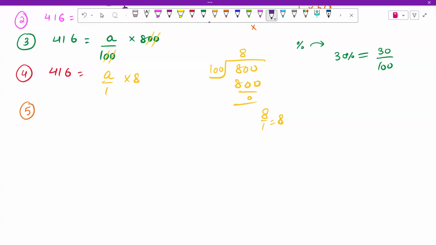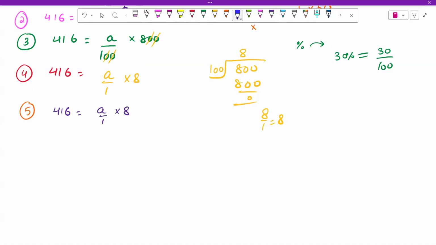Now tell me, so what do we do? Inverse multiply. Is this a multiply thing? Yeah, this is a multiplication symbol. Inverse that to dividing. Very good. Dividing with what? Divide by 416.